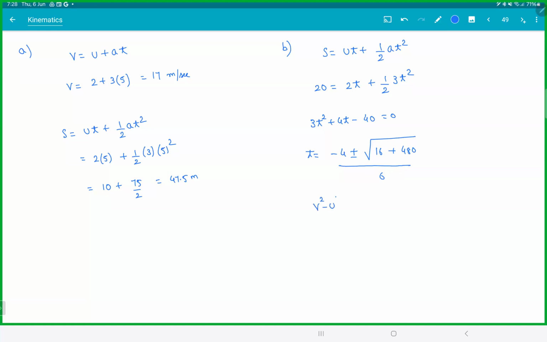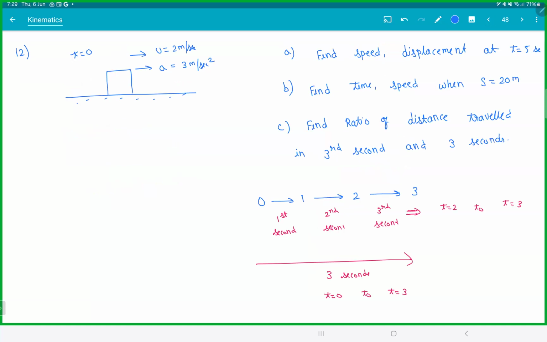And you want speed. v square minus u square is 2as. So v square minus 2 square, 2 times acceleration 3 times 20. It would be 120, 124. Yeah. Check it out. Nothing there, just direct substitution in the formulas. Get the last one.